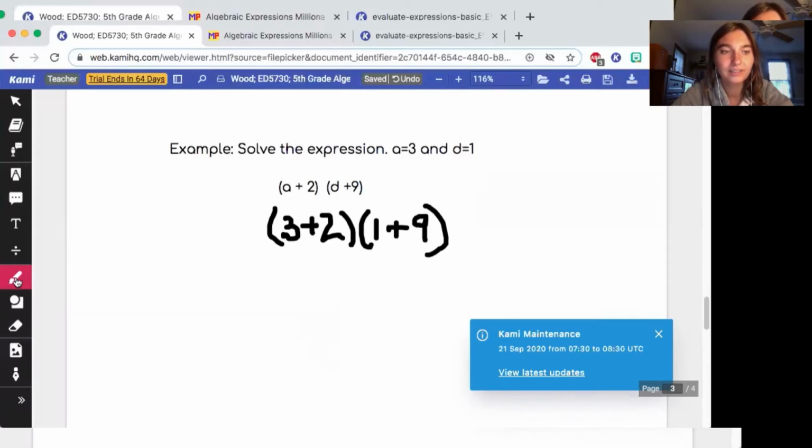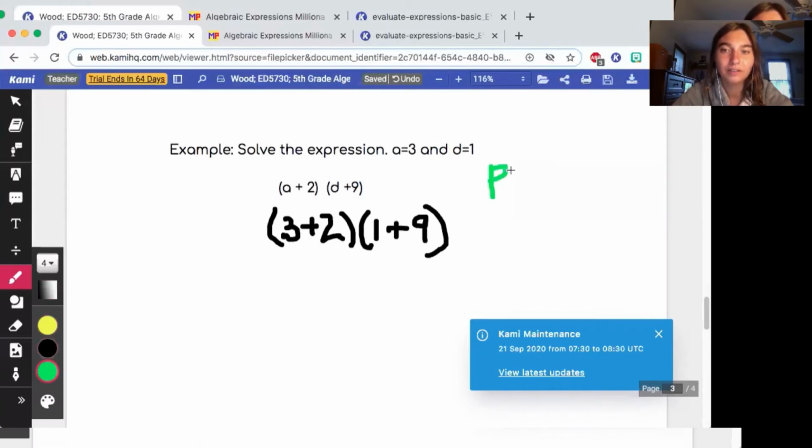So let's think of PEMDAS right now. Remember PEMDAS?